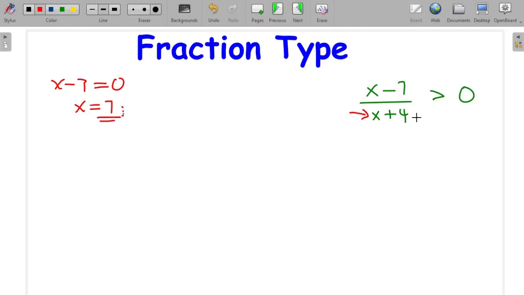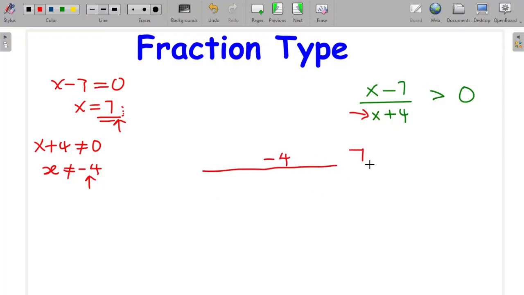But for the denominator, you're going to say x plus 4 should never be equal to 0, because it's in the denominator. Then this will just be x should not be equal to minus 4. So minus 4 and 7 are our critical values. Okay, so now I'm just going to draw a table. So that will be minus 4 and then 7 somewhere. And then, okay, so this is what we have here.